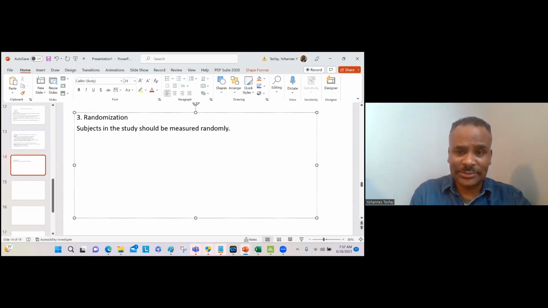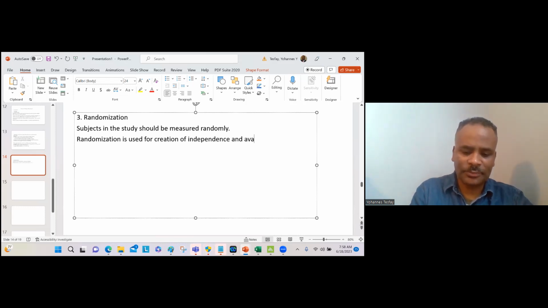And that's randomization. Randomization is used for creation of independence and avoiding bias.